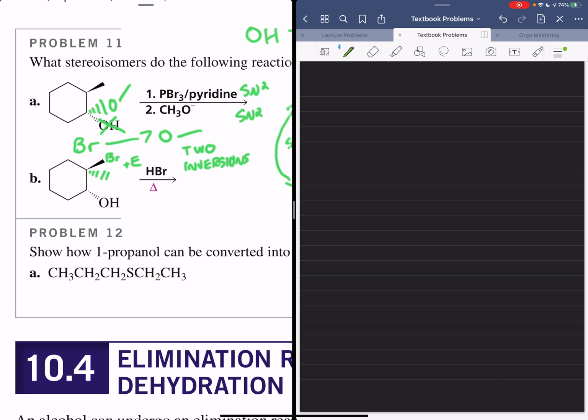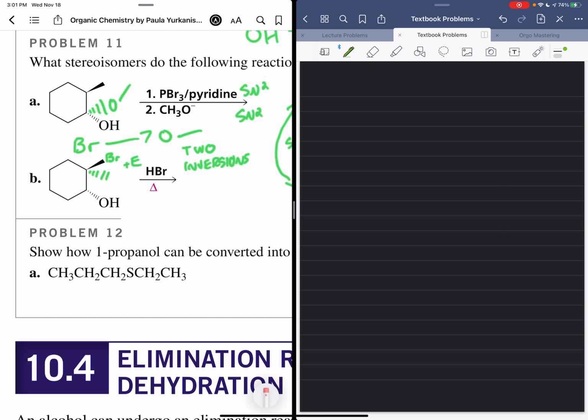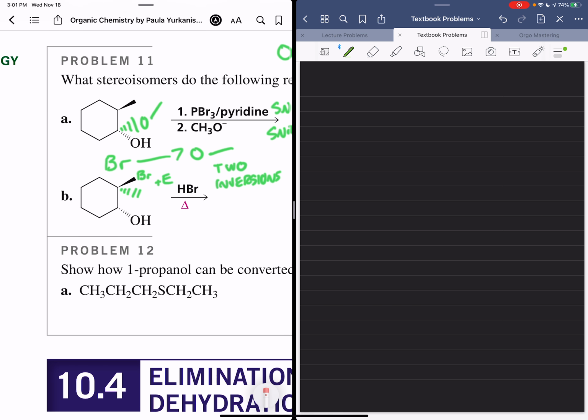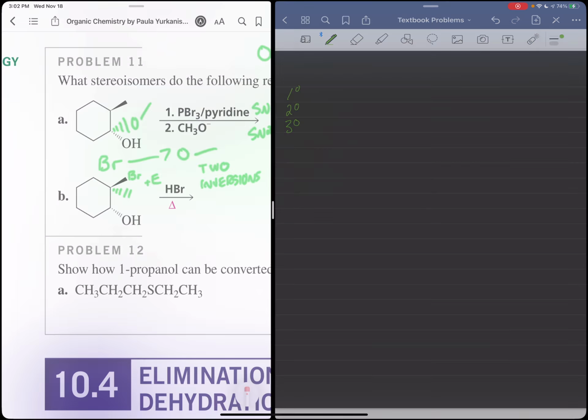So let's look at A, and let's look at all of these. And we can see that these are all secondary alcohols because we have an alcohol attached to a carbon that is attached to two other carbons. All right, so we need to recap what we know about alcohols. So the way I look at this is primary, secondary, tertiary.